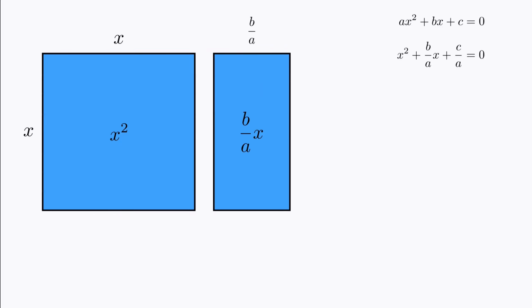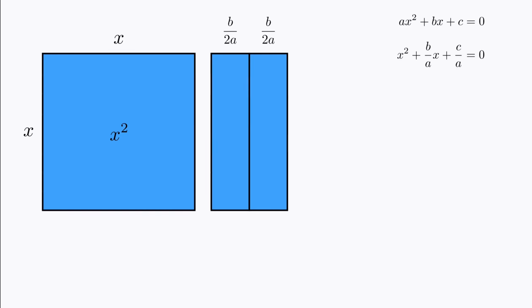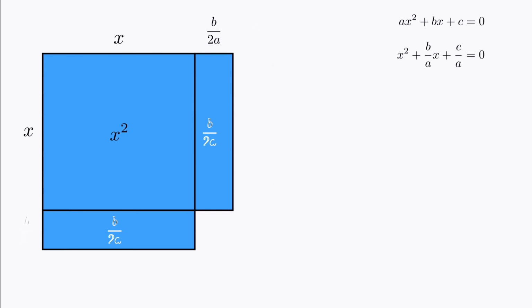If we split that rectangle into two, we could see that the area of the smaller rectangles is b over 2a x. And if we reorient it, we could see that we have nearly a perfect square, except for a small piece on the bottom right. What would that area be? Well, that's b over 2a squared. And if we simplified it, it would be b squared over 4a squared.